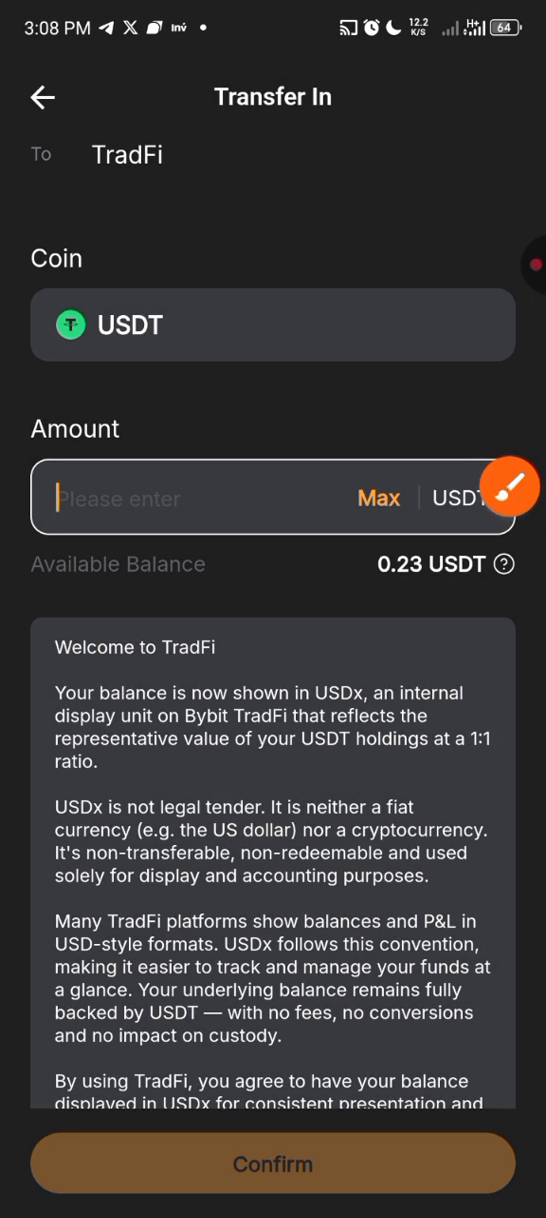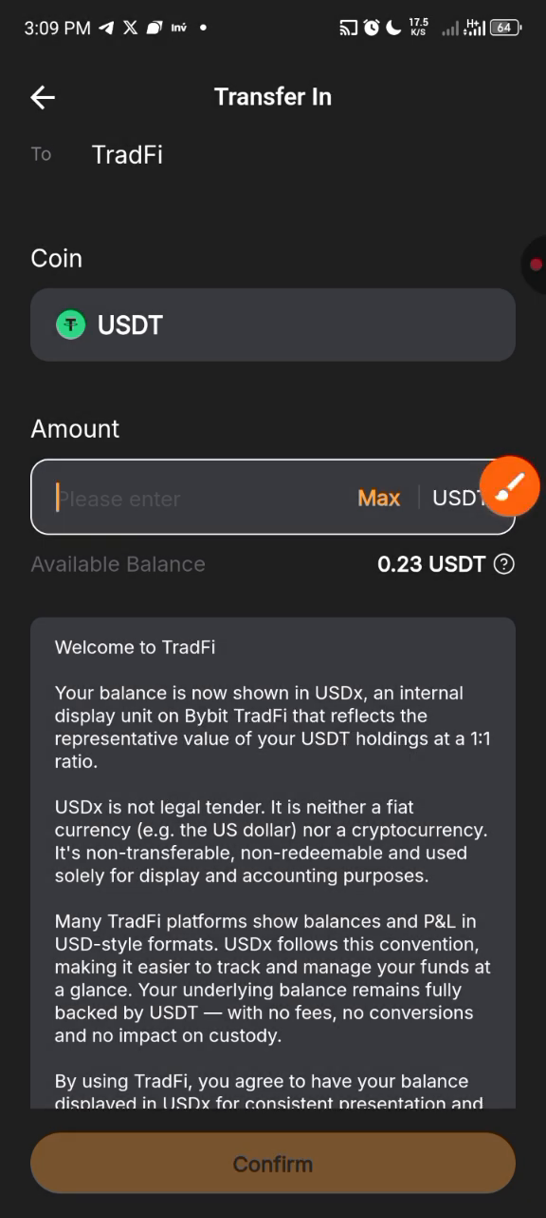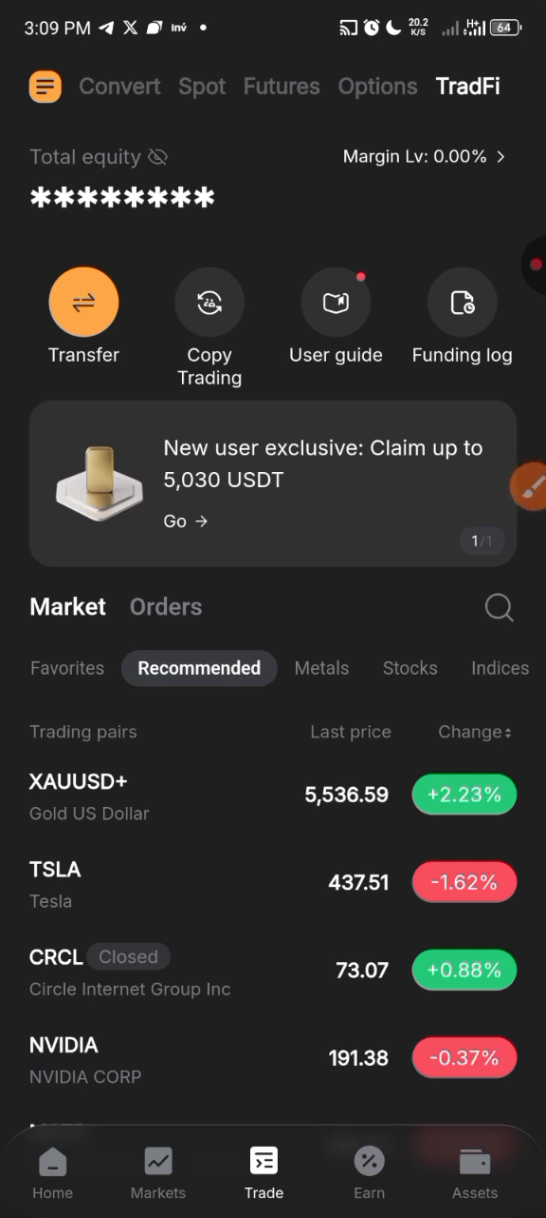So if you transfer your money from funding and put it here, you can now click on confirm right here. So you click on confirm and then the money will now be on your TradeFi account. Once the money is on your TradeFi account, you are ready to trade gold. You are ready to buy gold. You're ready to trade stocks, metals, forex in this place.